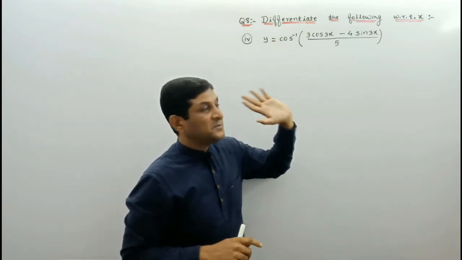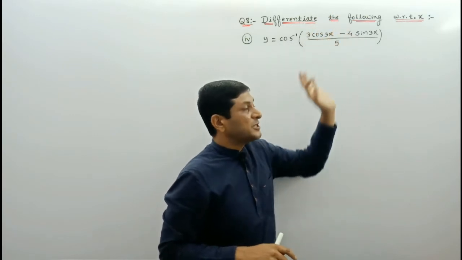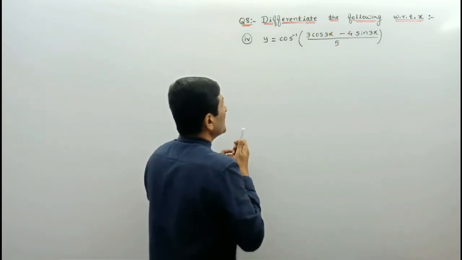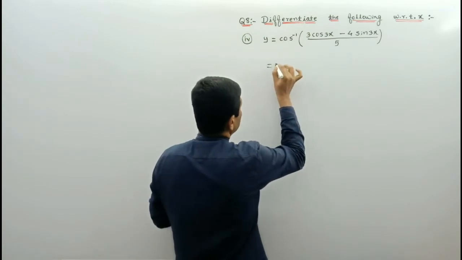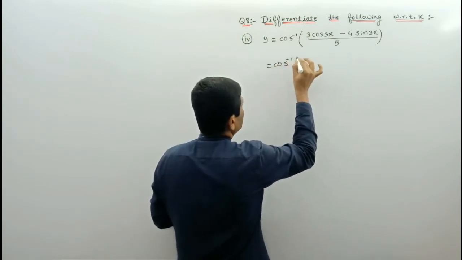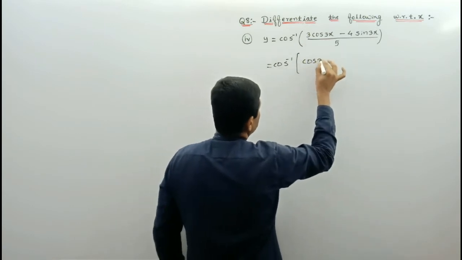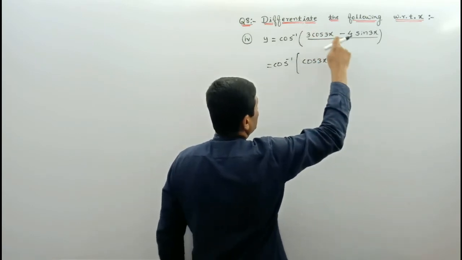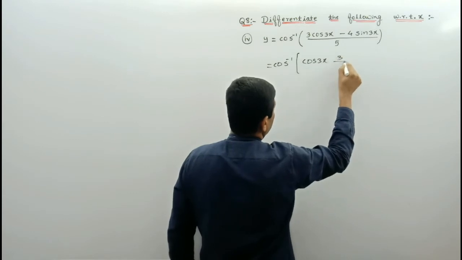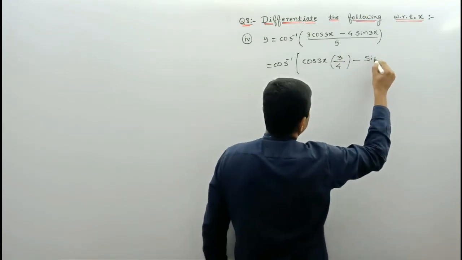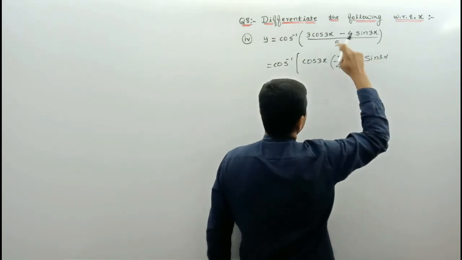And since cos inverse is there, let us simplify this expression to convert it in terms of cos. So cos inverse of x, keep it as it is. And here cos 3x also as it is. Observe, what is the coefficient? Its coefficient is 3 by 5. Minus, then keep sin 3x as it is, and its coefficient is 4 by 5.